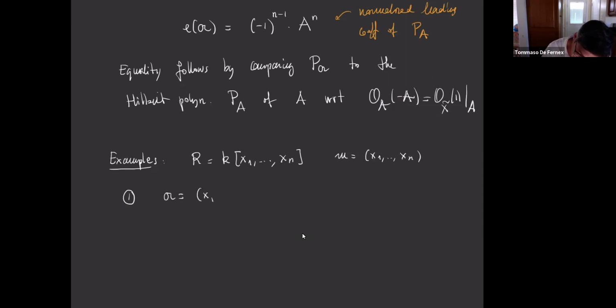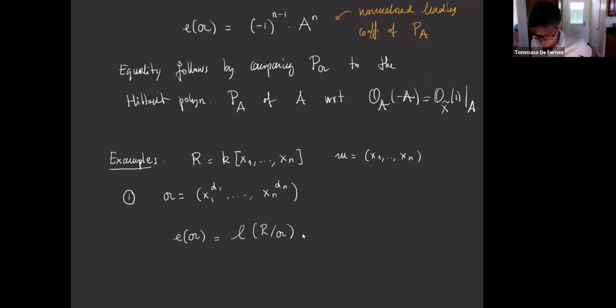Just take A to be a diagonal ideal, so it is (x1^d1, ..., xn^dn). So x1^d1, ..., xn^dn are the generators of the ideal. So this cuts out a primary ideal. In this case, the Sine multiplicity, because this is generated by a regular sequence, turns out to be equal to the length of R mod A. The length of R mod A is the same as the dimension of R mod A, in this case, as a K vector space.